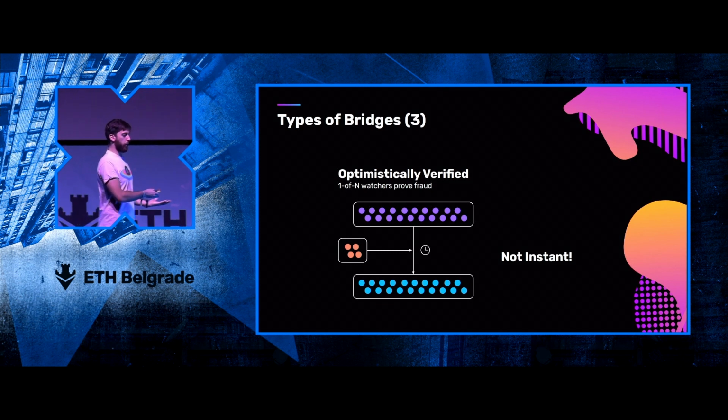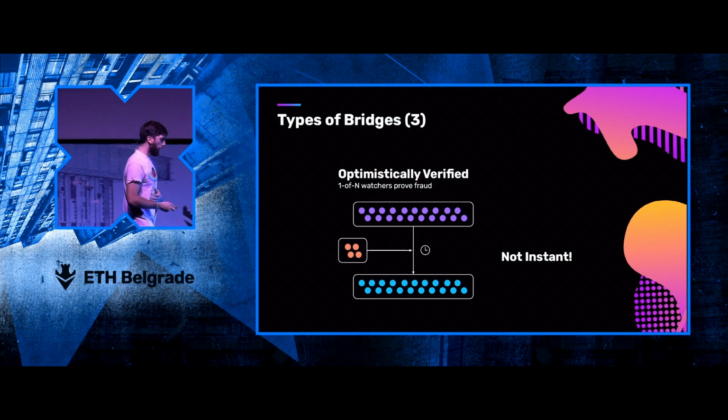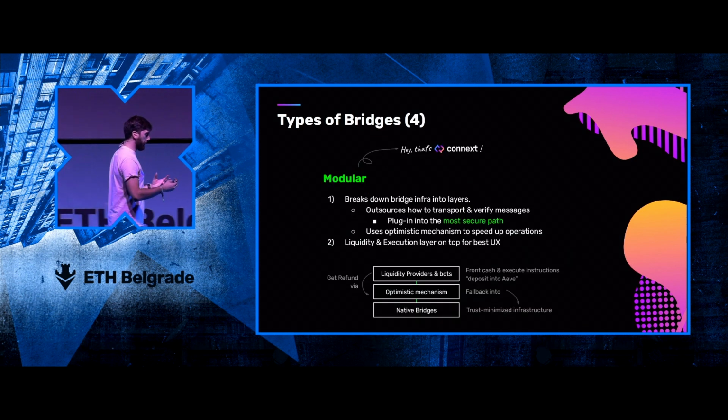What's the trade-off, of course, with this type of bridges is that they have latency. So you need to wait these 30 minutes. You need to give some certain amount of time for the watchers to come and prove that it's not a valid transaction. So how are we trying to solve this? We built what we call a modular system that basically breaks the bridge into different layers.